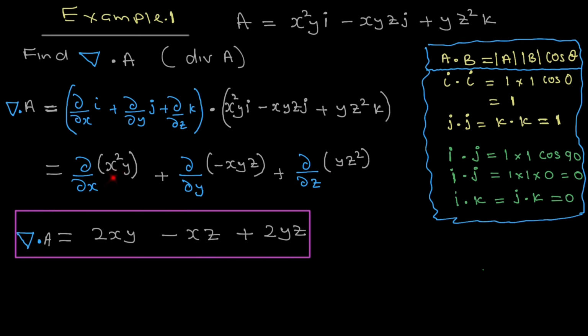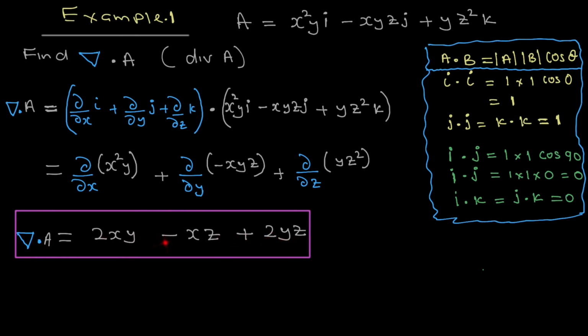So now what we do is differentiate this one with respect to x, so that will be 2xy, keeping y constant, or z. We differentiate this one with respect to y, so if you differentiate y, you get 1, so that will be minus xz. If you differentiate that with respect to z, that will be 2yz. Div of A will be 2xy minus xz plus 2yz.